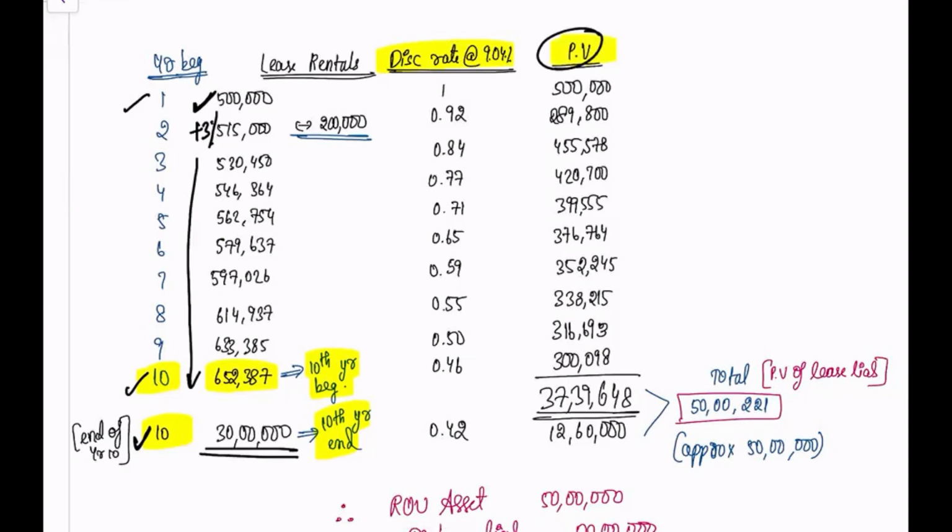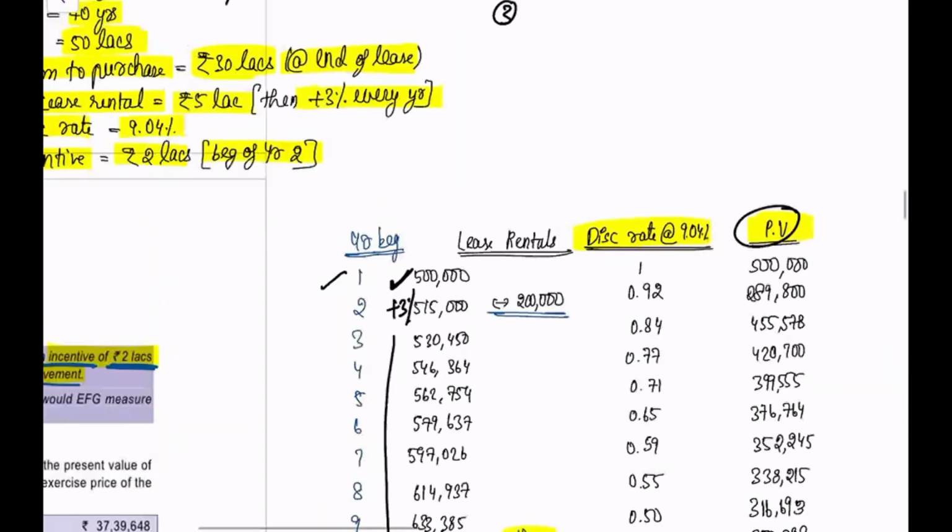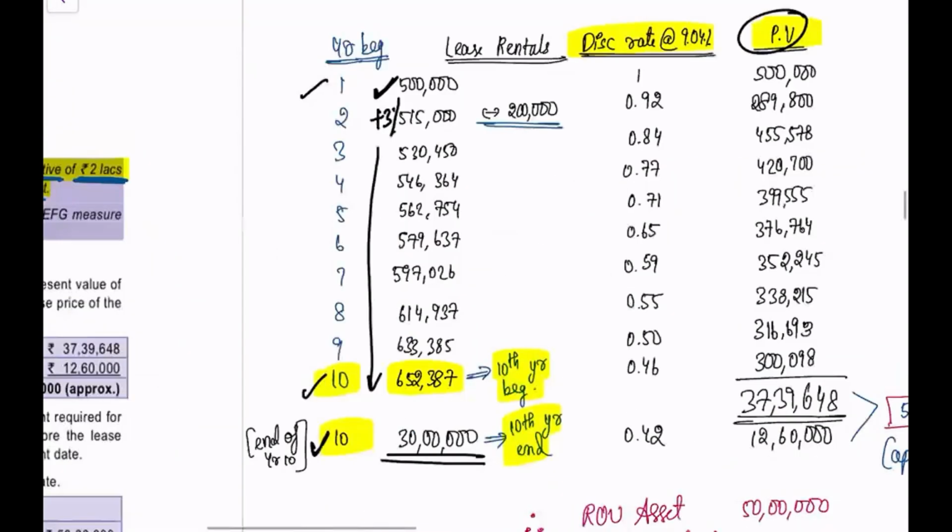Also, in the question, they have told that at the beginning of year 2, you have got a lease incentive of 2 lakh rupees. So that you have to reduce from your lease payment. Okay. So this is every year beginning. So year 1 beginning, year 2 beginning, year 3 beginning, and so on until year 10 beginning. And this alone is the year 10 end.